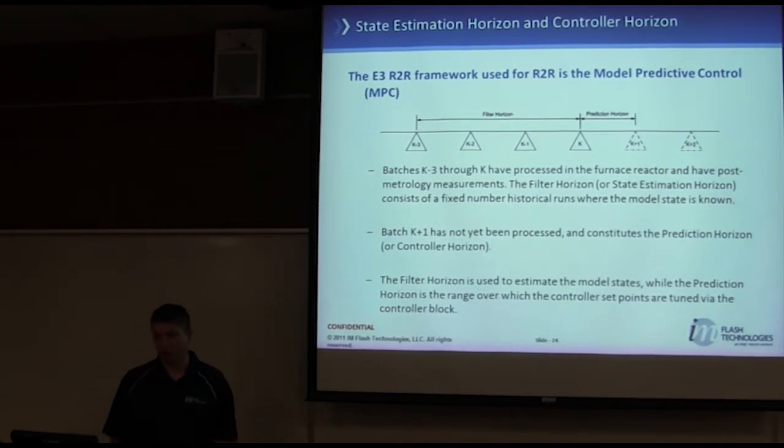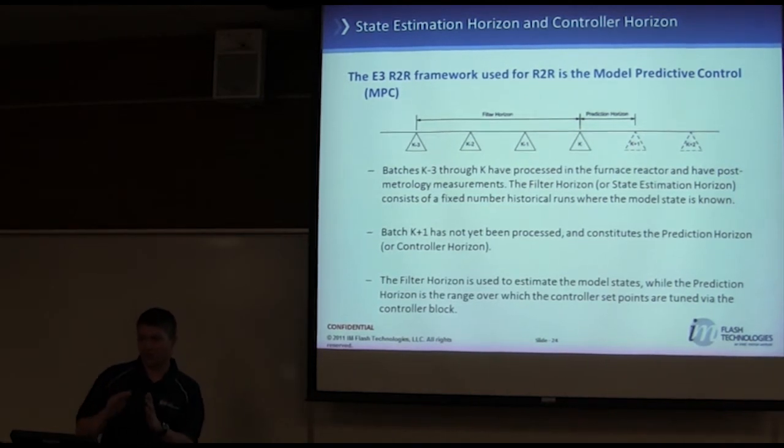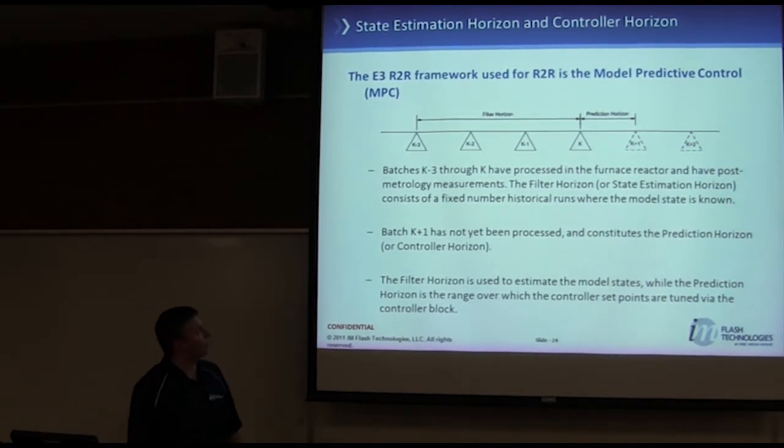In model predictive control, you could say, no, I want to gradually get to target and hit target in 3 runs or something like that. But usually we just try to hit it on the next run.